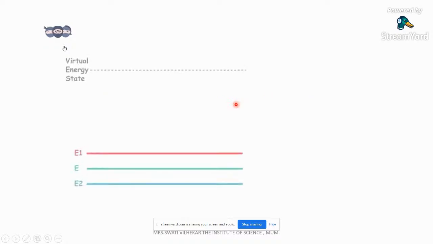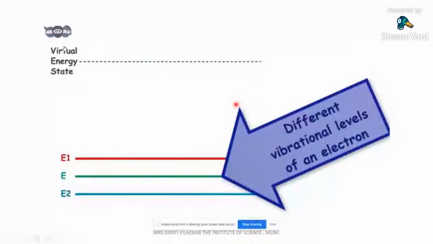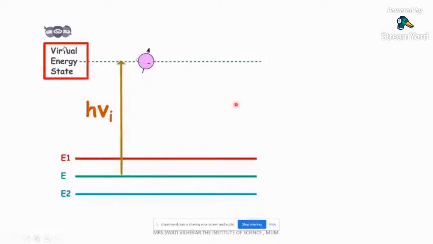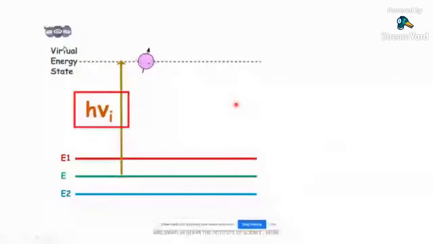The electrons have different vibrational levels. They are defined by specific energy differences. When an incident monochromatic light interacts with an electron in the sample, the electron absorbs energy from the incident photon and it rises to a virtual state of energy. The energy transferred is given by the formula E equals h nu, where nu is the frequency of the incident photon.